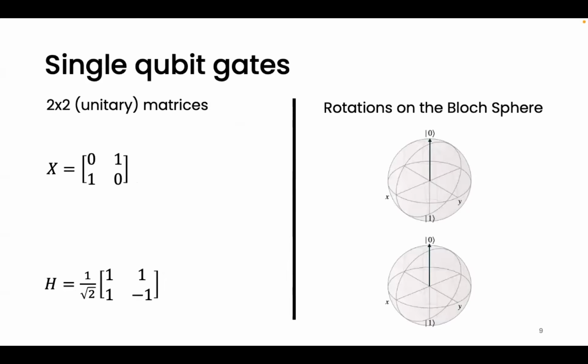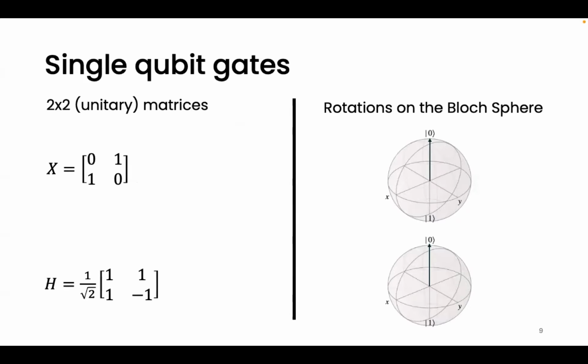And so just to summarize this part about single qubit gates, once again, a single qubit gate is, on one hand, a 2x2 matrix, and in particular, it has to be a unitary matrix in order to preserve the norm of these states so that we're always getting probabilities out when we do our measurements.